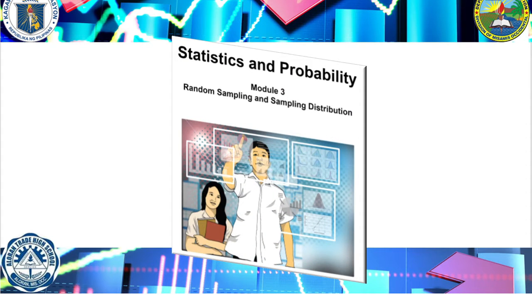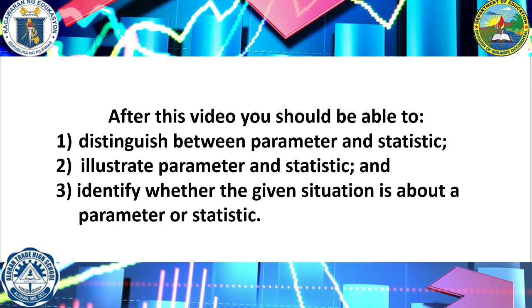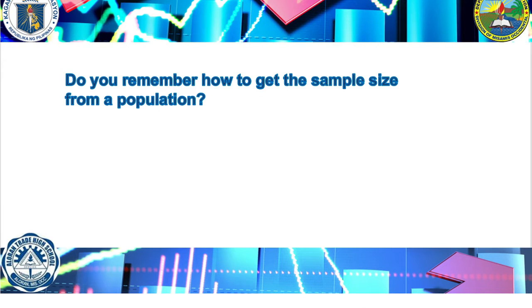We're using Module 3, Random Sampling and Sampling Distribution, and this is Lesson 2, which is about parameter and statistic. After this video, you should be able to distinguish between parameter and statistic, illustrate parameter and statistic, and identify whether the given situation is about a parameter or statistic.